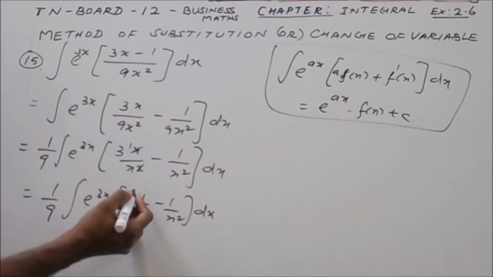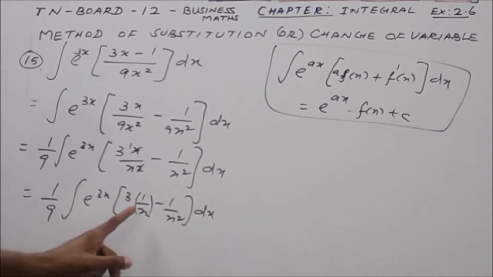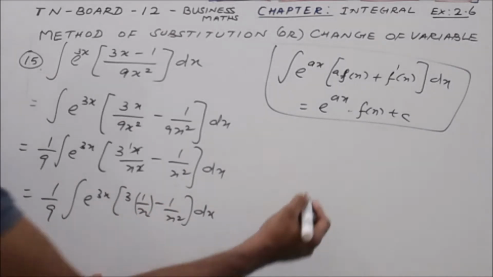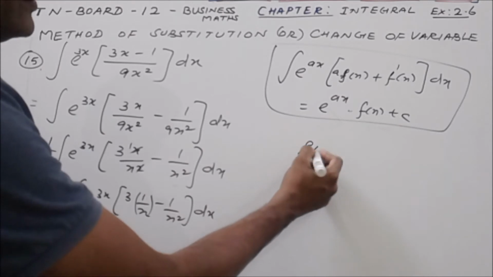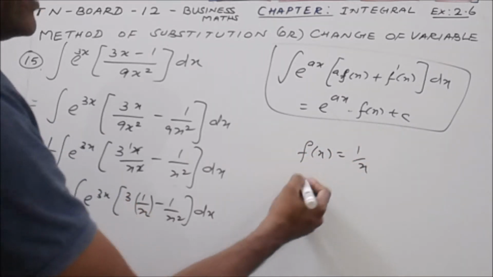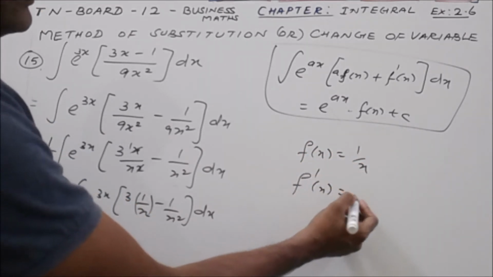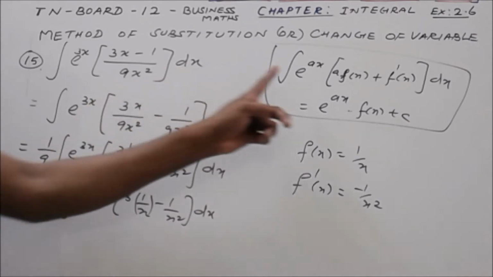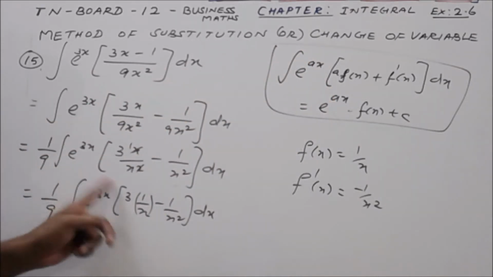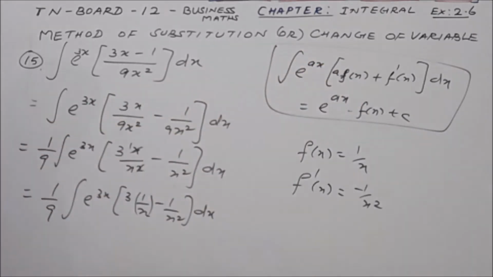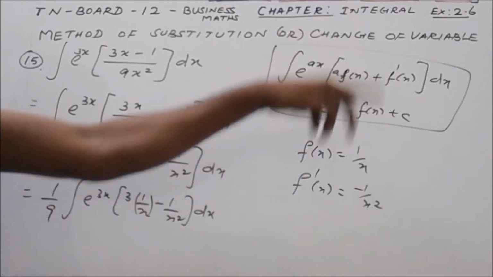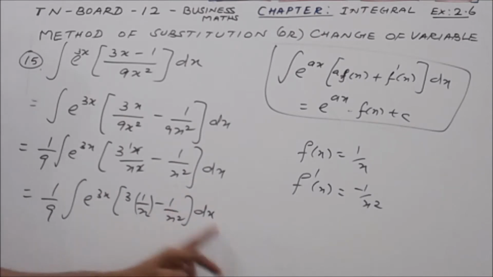This is very clear now. If f of x is 1 by x, then its derivative f dash of x is minus 1 by x square. The derivative of 1 by x is minus 1 by x square. So this is in the form of e power ax, e power 3x, and a into f of x, that is 3 into f of x, plus f dash of x, where f dash of x is minus 1 by x square, into dx.